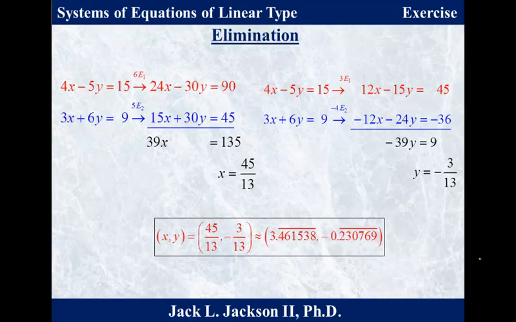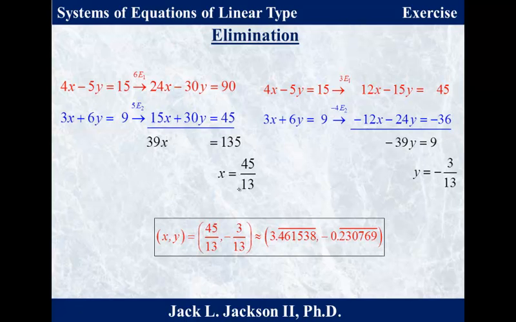5 times 3 is 15, so we get 15x. 5 times 6 is 30, so plus 30y. And 5 times 9 is 45. Add these together, and negative 30y plus 30y cancels to be 0. So we've eliminated the y's. 24x plus 15x is 39x. 90 plus 45 is 135. Divide by 39, and x is 135 over 39, which reduces to 45/13.